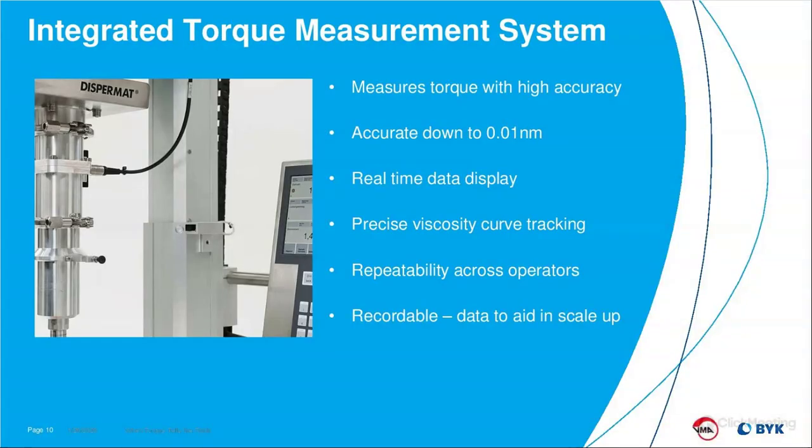So the integrated measurement system, the TMS, measures the torque with high accuracy down to a resolution of 0.01 nanometers. You get this in real time. It gives you precise viscosity curve tracking, so you get your fingerprint. It makes it repeatable across all operators, given that the parameters are set. And you have recorded data that will allow you to transfer into a scale-up situation.